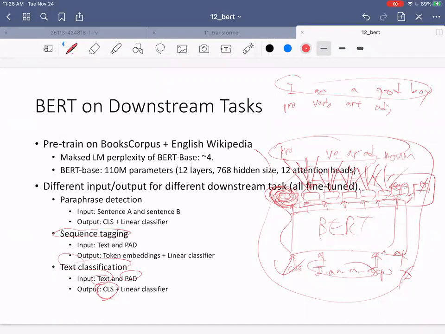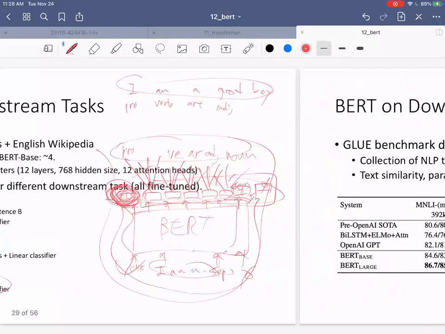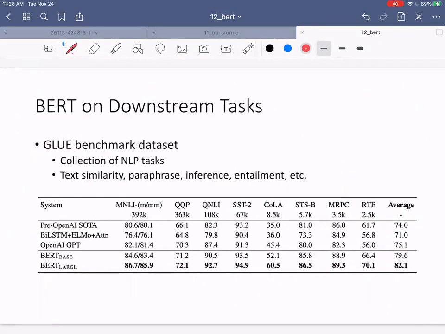So the question is, if we don't do next sentence prediction during pre-training, then CLS will never be used during pre-training. So how can you guarantee that using CLS for, for example, text classification would work? The answer is, it doesn't matter, because when you do downstream tasks, you fine-tune the entire BERT architecture. So when you use CLS for downstream tasks, the model will learn to use CLS to represent the entire sentence. So that's okay. Great question though.